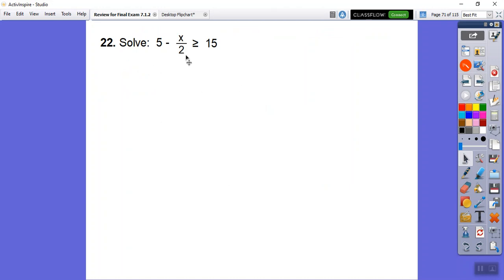First I'm going to go minus 5 minus 5. That's going to make this 10, but I still have the negative in front of this x over 2. So we have negative x over 2 greater than or equal to 10. And then to get rid of this 2 and the negative, I'm going to multiply both sides by negative 2.